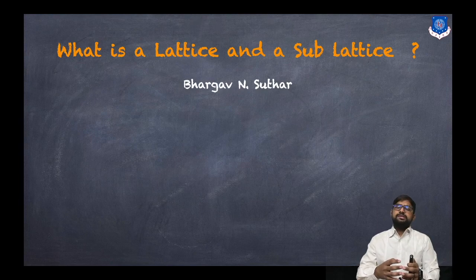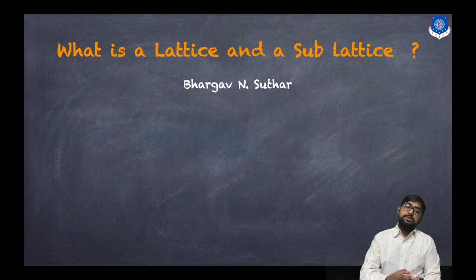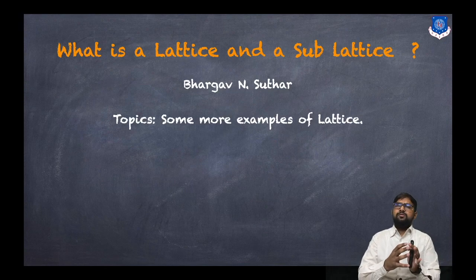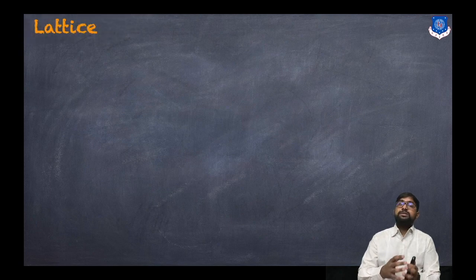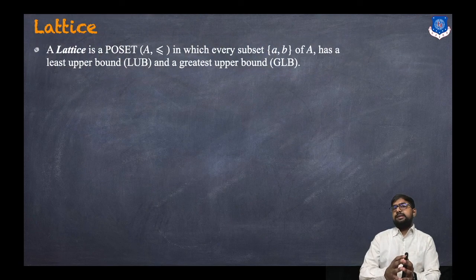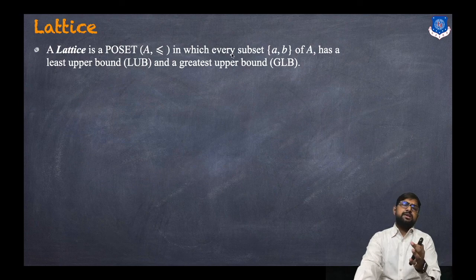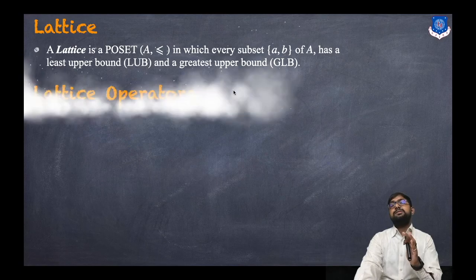In this session we will discuss some more examples of a lattice and also one or two examples of a sublattice. So first, let us recall what a lattice is. A lattice is a poset (A, ≤) in which every subset of A has a least upper bound, that means LUB, as well as the GLB.